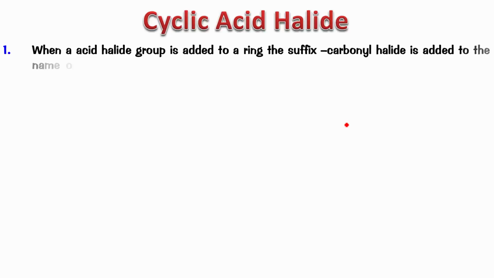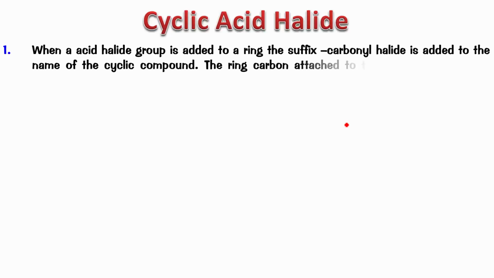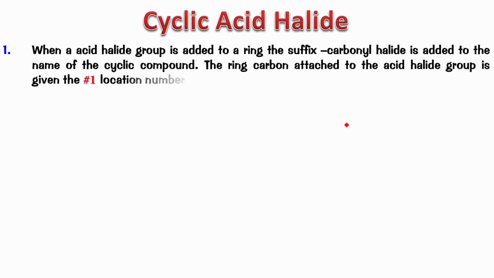So when an acid halide group is added to a ring, the suffix carbonyl halide is added to the name of the cyclic compound. The ring carbon attached to the acid halide is given the number 1 location number. So let's do a couple of examples.